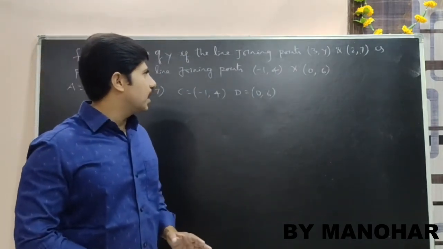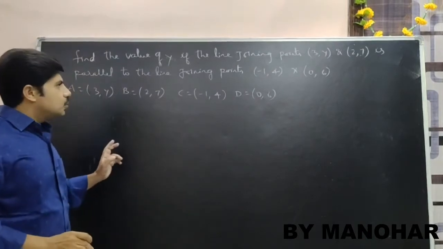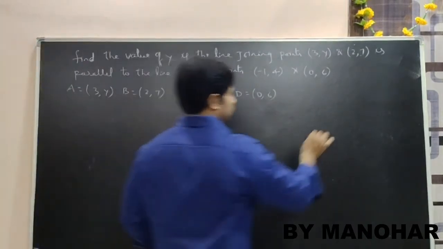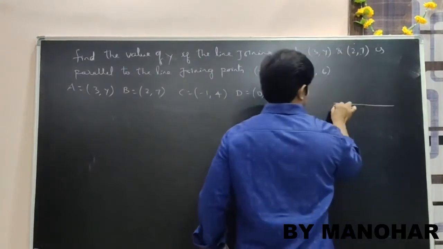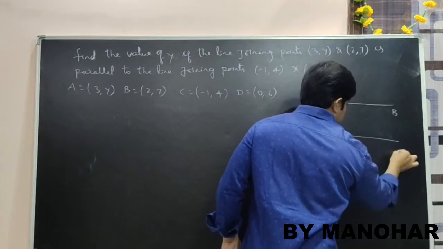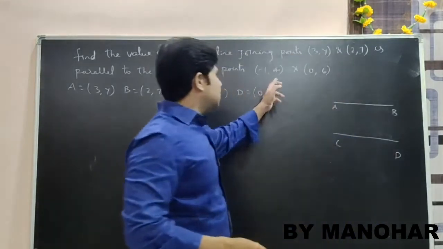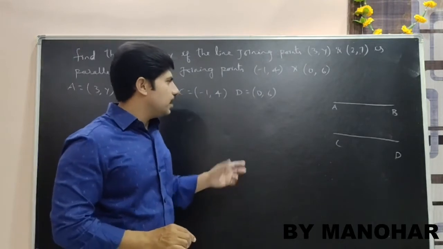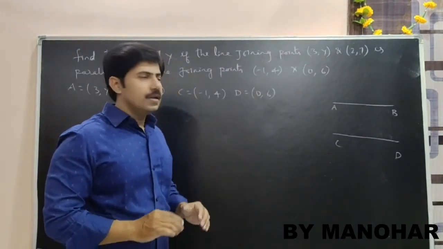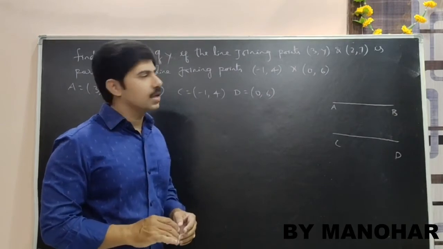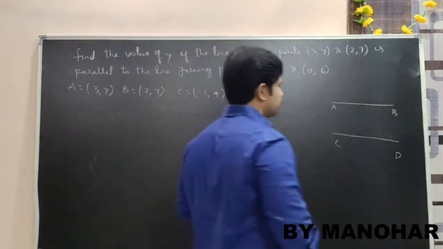Now it is given that the line joining points A and B is parallel to the line joining points (-1, 4) and (0, 6), that is C and D. Now clearly AB is parallel to CD. See, if two lines are parallel, then the slopes are equal. That is a condition. If two lines are parallel, slopes are equal.